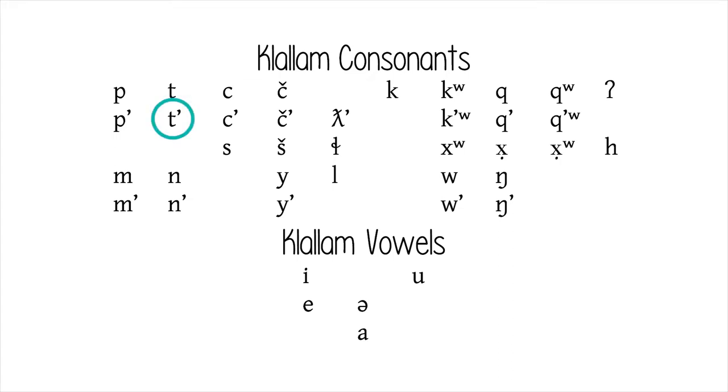A T with an apostrophe is called an ejective T. It's like the T, but ejected out of the mouth with a strong pop. It's in the Klallam word to sing. T'aim.